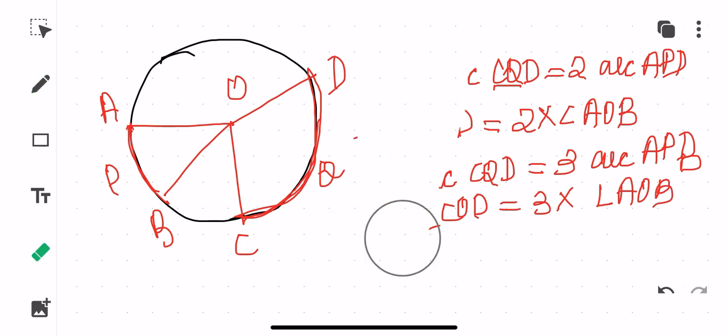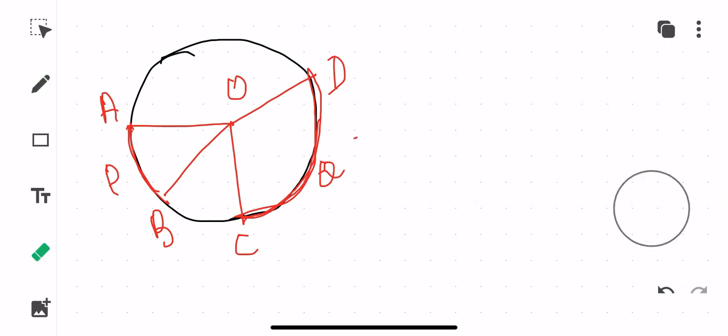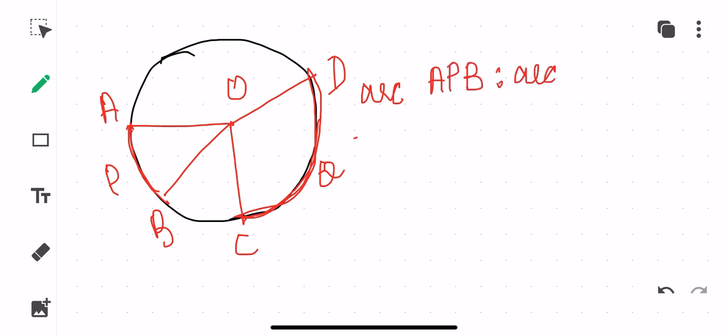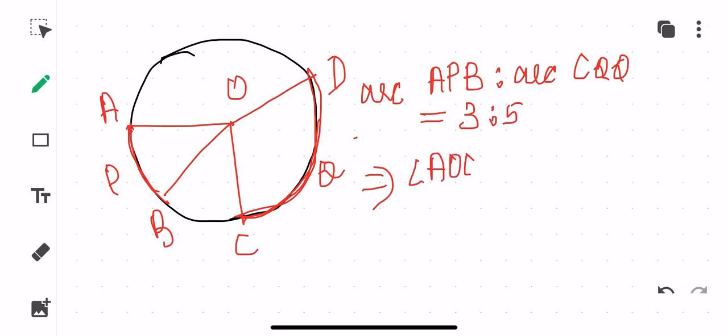Now one more concept that is there, children, is in terms of ratio. So in terms of ratio, it is like, children, see, if arc APB is to arc CQD, suppose the ratio between them has been given, is equal to, suppose it is 3:5. So this implies, children, the ratio between the angles that they are forming. So APB is forming what, children? This is forming AOC. So you'll be writing angle AOC is to angle COD.